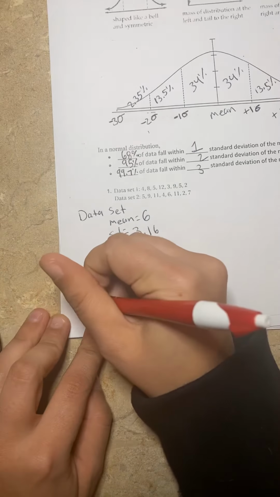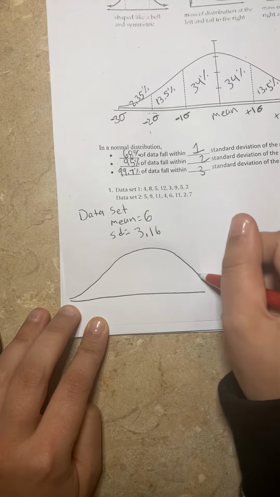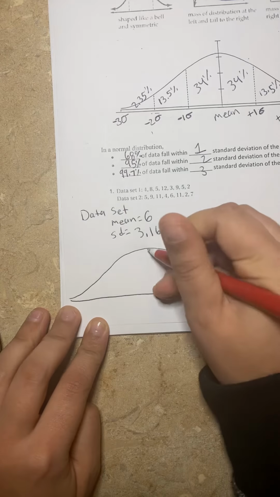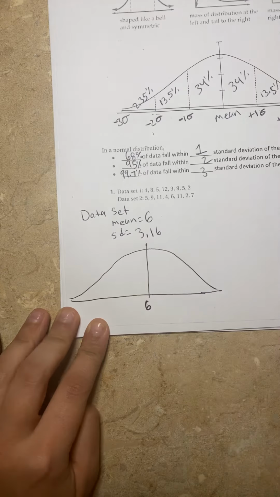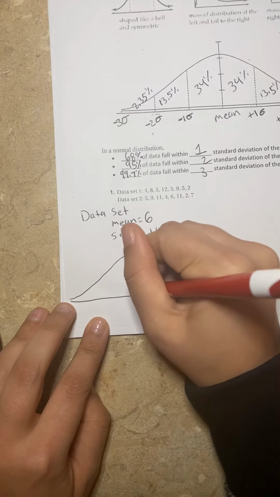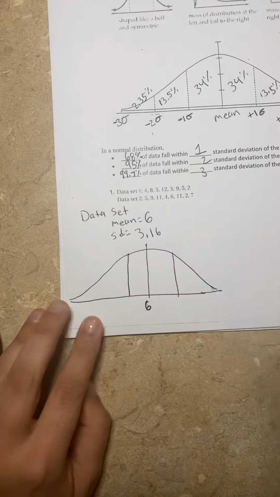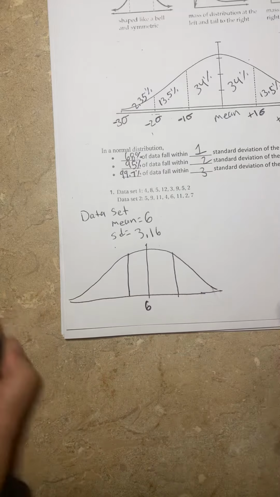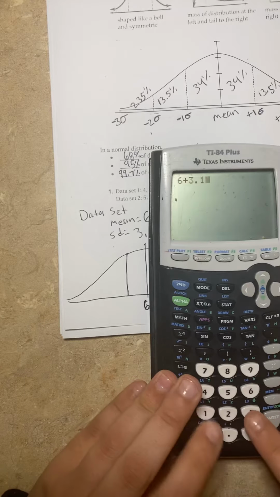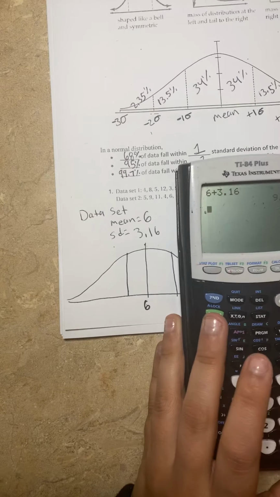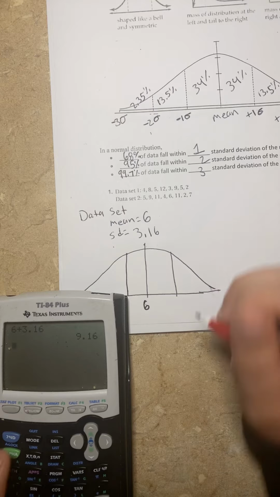So to create our bell curve, I'm gonna kind of sketch what this looks like, okay? Y'all know not to judge my drawings. Okay, so the middle of that curve is always our mean. So that means my mean right here is 6. Okay, one standard deviation away from that, it means that I'm going to add that 3.16 or subtract it to both ends. So I'm going to do 6 plus 3.16, and that gives me 9.16.